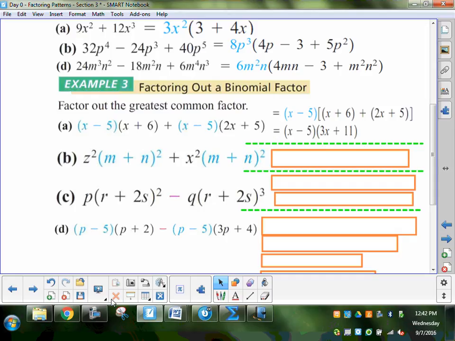If there's like terms to put together, put them together. Questions on that one? And I'll tell you right now, the factoring that we do today is probably harder than the stuff that we're going to do tomorrow.